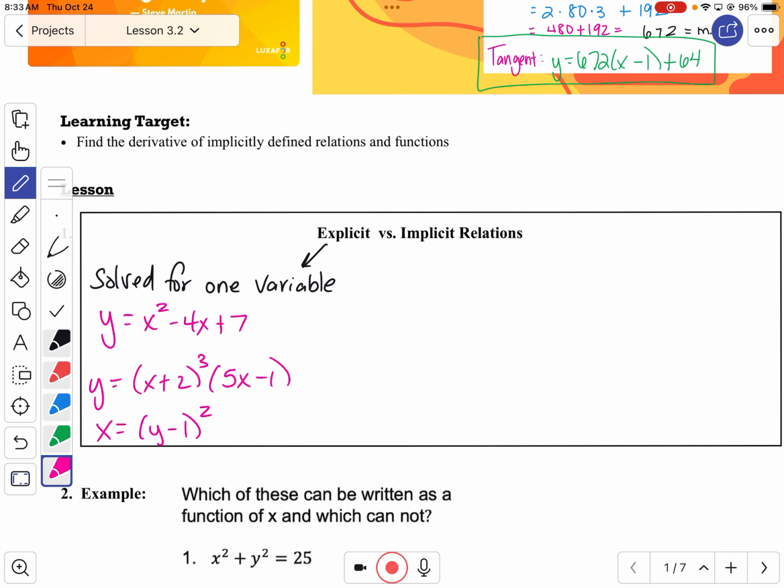Okay, so if that is what explicit means, what do you think implicit means? It's the other way around. All right, so we're not solved for one variable. Multiple variables are expressed together. And you've been doing this for a while too.